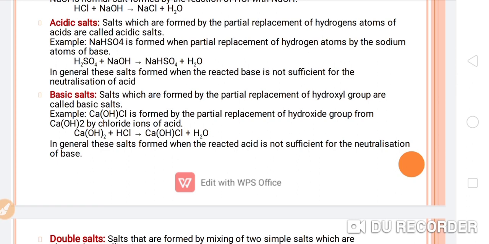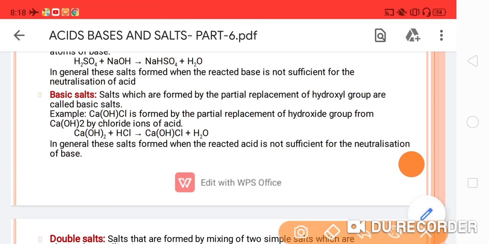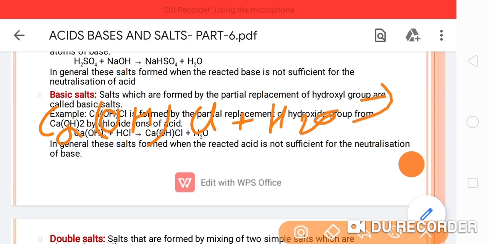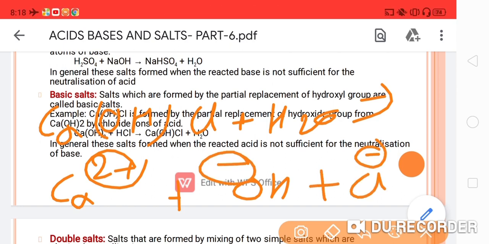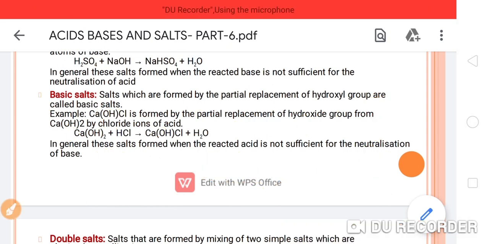So how is it a basic salt? Let's see. When you dissolve this salt inside the water, what will be the product? Calcium 2 positive plus OH negative and Cl negative, means two different anions will form and the cation will be the same. So this is the reason we are saying this is a basic salt, because when you dissolve this salt inside the water, you get OH negative ion, and when OH negative ion is forming, this will be a basic salt according to Arrhenius.